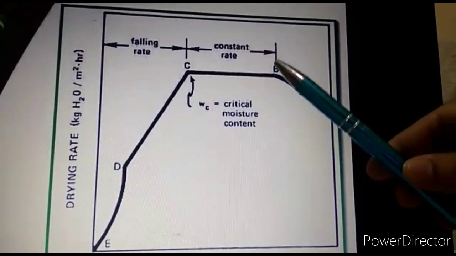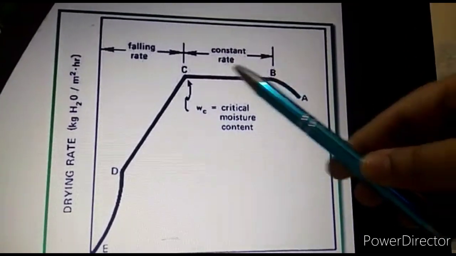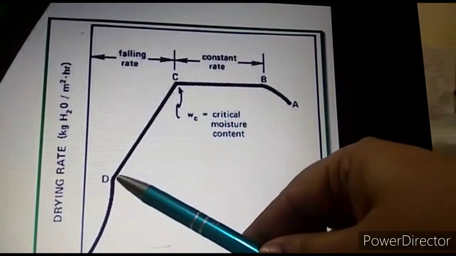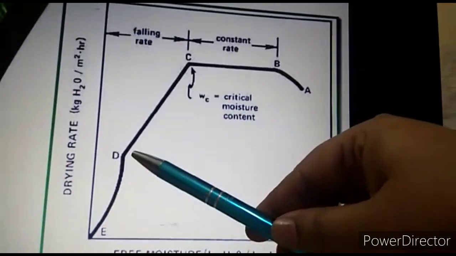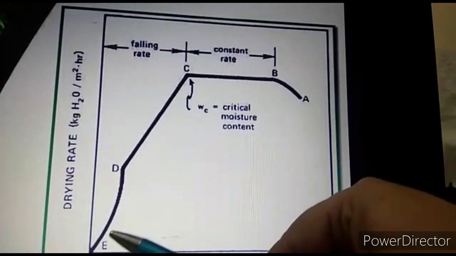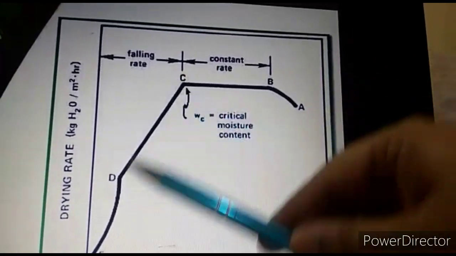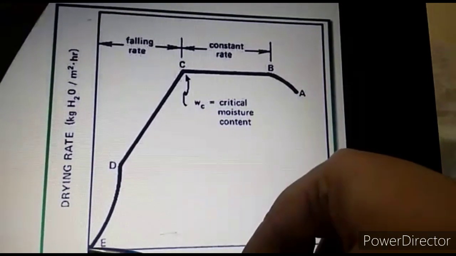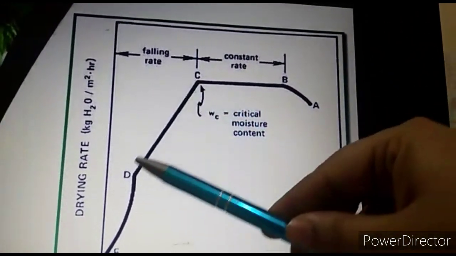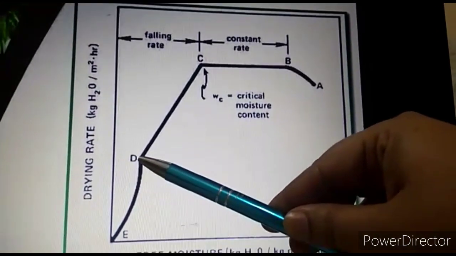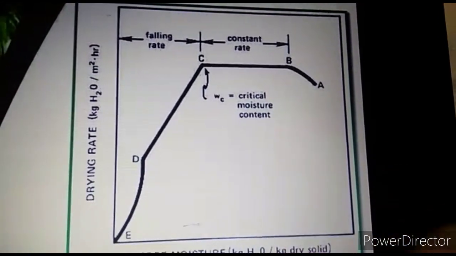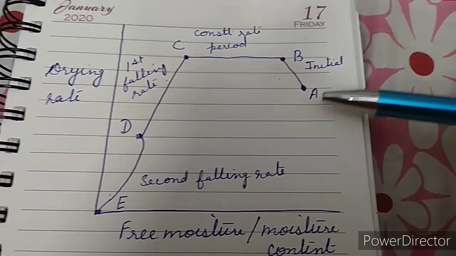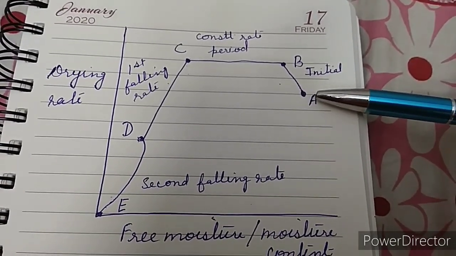We will further see what is the reason behind constant rate period. Now after C, the rate of drying decreases drastically till point D, and from D it further falls down to point E. So point C to E is known as the falling rate period. C to D is known as the first falling rate period, and D to E is known as the second falling rate period.